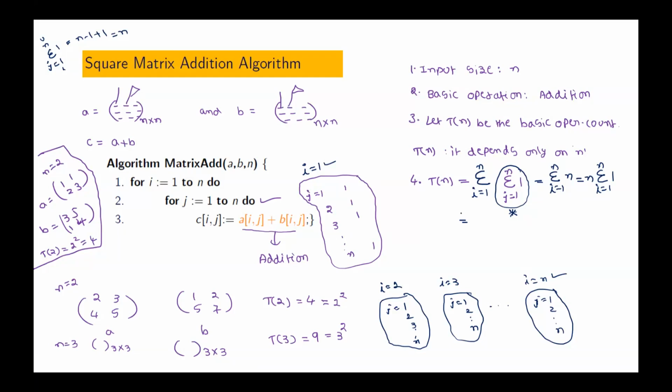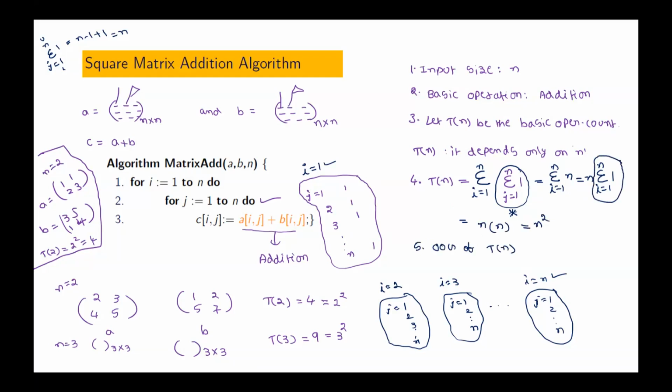So now you tell me again, what is this value? N is outside. What is this value? N. It is n. So finally it is n square. Now tell me, what is the order of growth of T of n?